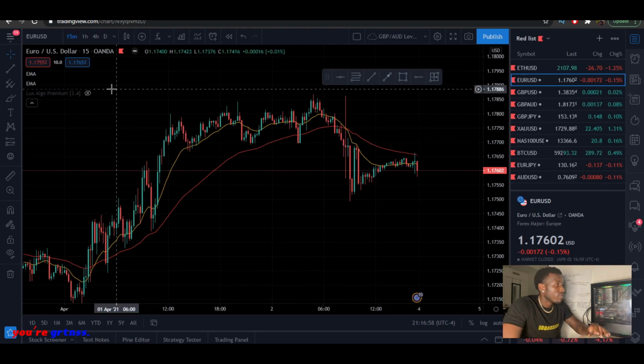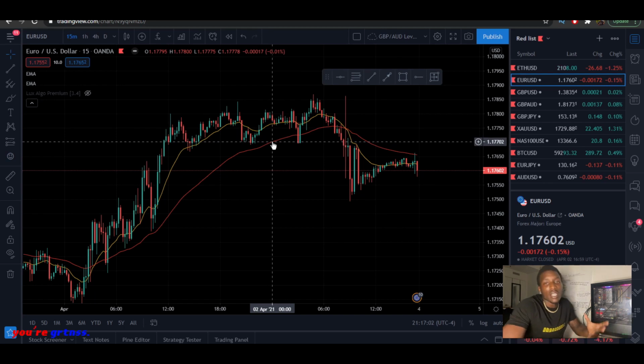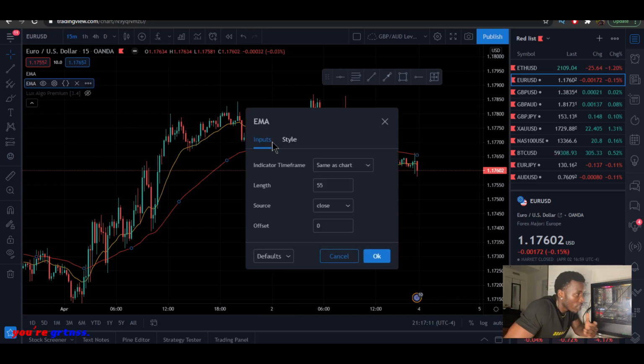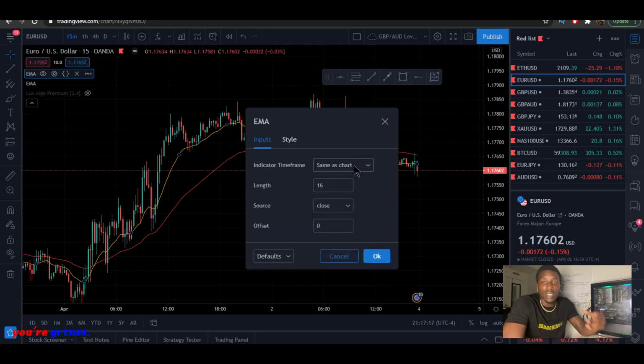So first and foremost, ladies and gentlemen, right now I have two EMAs. An EMA is an exponential moving average, and essentially it is an average of the close price of X amount of candles. In this instance, I have one that is on the 55, which is the strategy I'm gonna be showing you guys today, and then the other one that I have is on the 16. So one EMA is the close of the last 16 candles, and one line, which represents 55, is going to be the close of the last 55 candles.